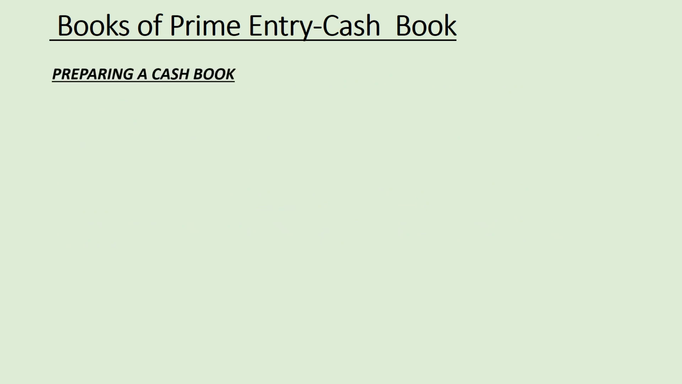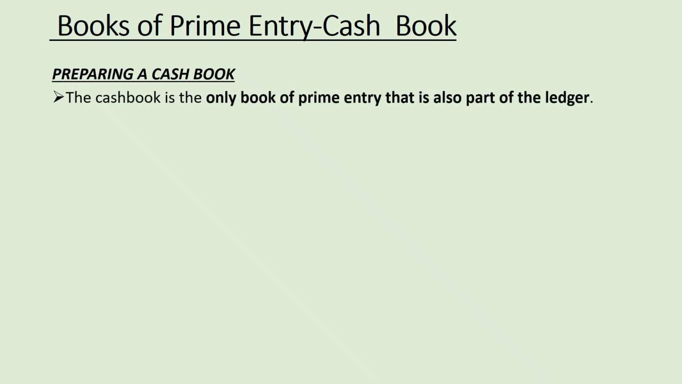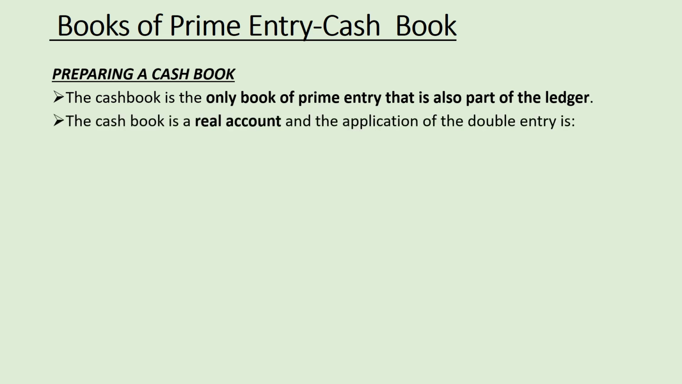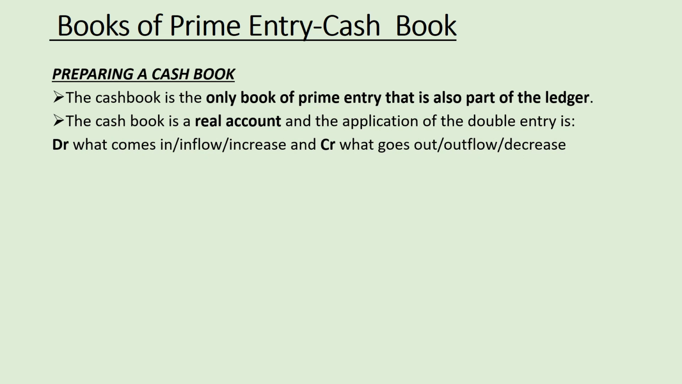So one thing you should note about the cash book is it is the only book of prime entry that is also part of the ledger. Other books of prime entry, when you enter details in them, you have to post the transactions to the ledger. But for the cash book, you don't have to post to the ledger because it is also part of the ledger. So the cash book, of course, is the real account, and the application of the double entry, just like we discussed concerning real accounts, is you debit what comes in, the inflows, the increase in value, and you credit what goes out, the outflows or the decrease in value.